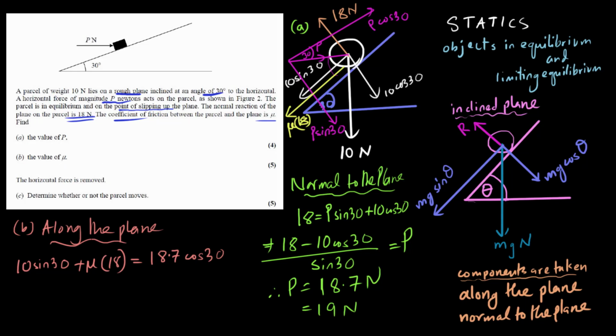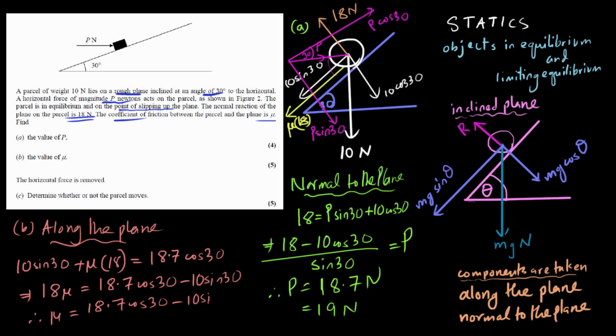In order to find the value of mu, the calculation is going to be 18 mu equals 18.7 cos 30 minus 10 sin 30. Therefore mu equals (18.7 cos 30 minus 10 sin 30) divided by 18, and mu equals 0.62. This is the coefficient of friction.